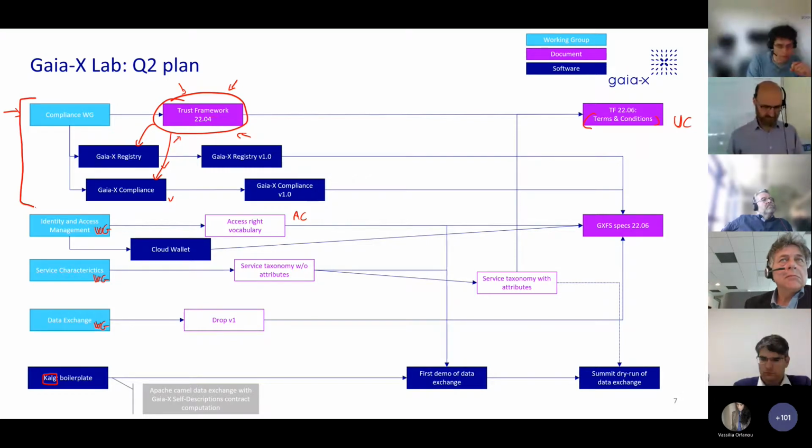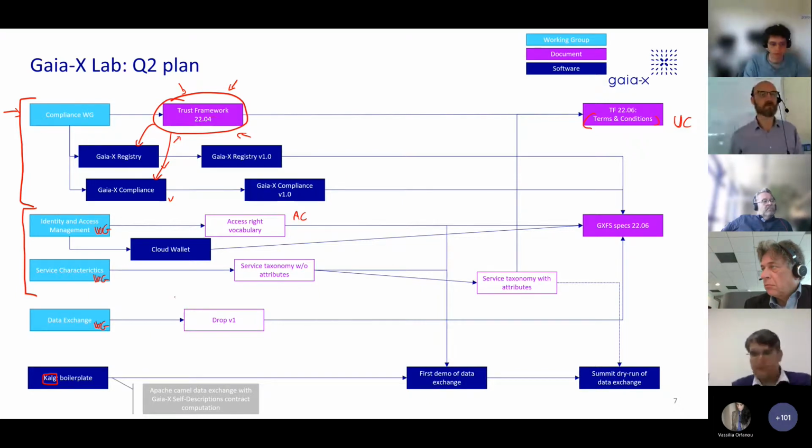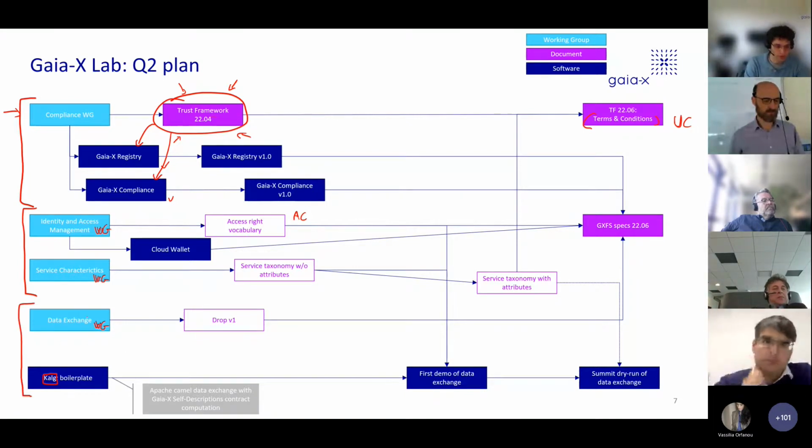The second block will be all the vocabulary that is required to express rules, so the access rights, and being able to say that you are exchanging data. And the third and fourth ones will be the specification for data exchange and the implementation using the CAL project, part of the lab.